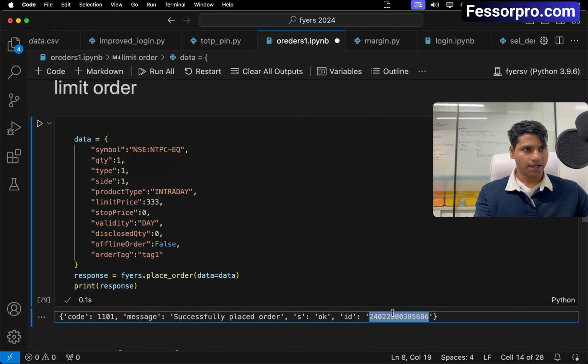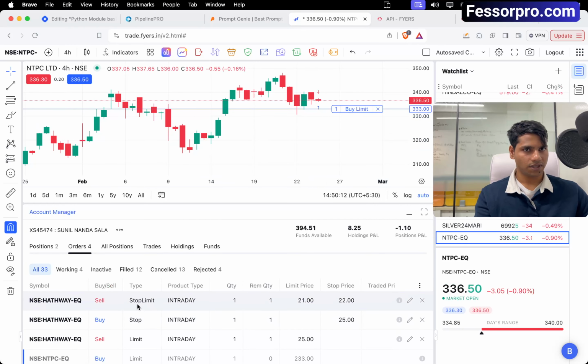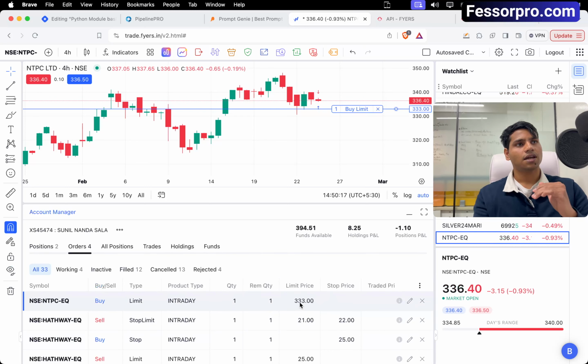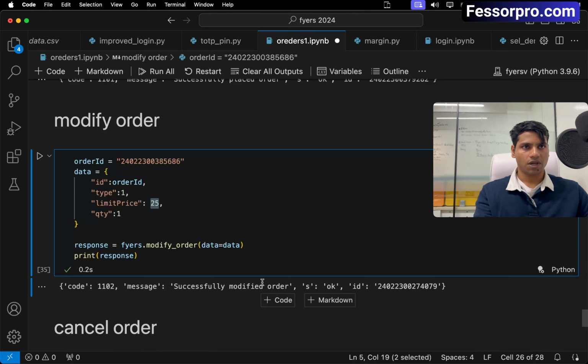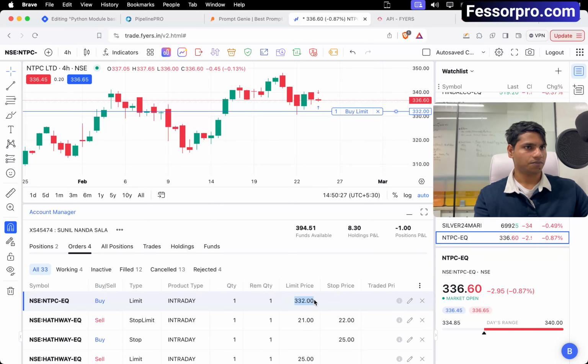Okay, so I'll copy the ID. I'll go down, go to the modify order, paste it here. Type is what? 1. It's a limit order. And what's the limit price you want? Right now it is 333. See, if I go to orders, this is 333. I want it to be 332. Okay, so I'll write here 332. If I run the code, you see successfully modified. Now it is 332. This is how you modify an order. So this is all you should know about orders and how to place an order by using API.